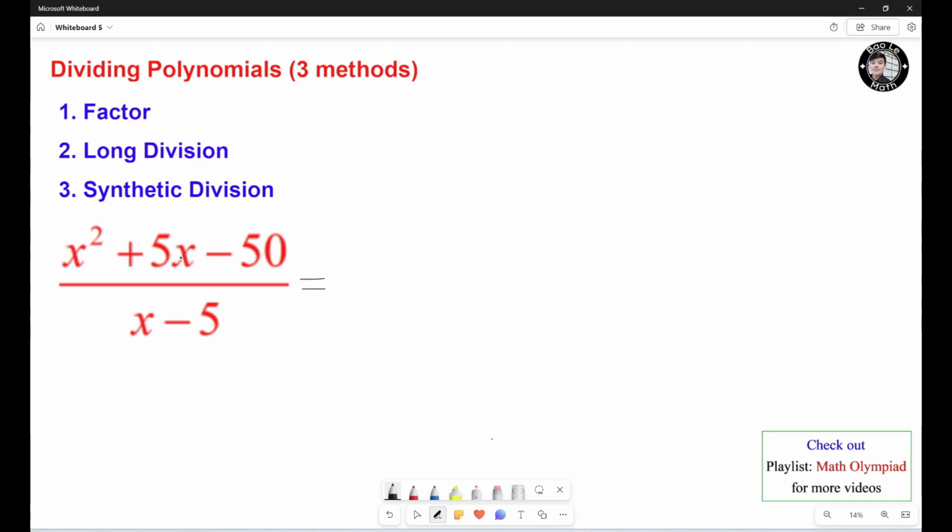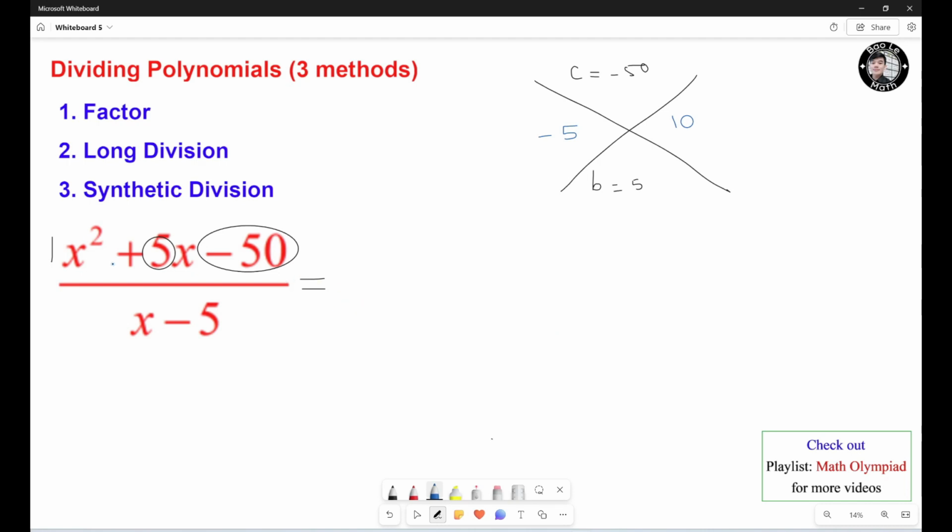On the top, s squared plus 5s minus 50, I need to factor this one, so I use the AC method. On the top, I put C. On the bottom, I put B. Here A equals 1, B equals 5, and C equals negative 50. So keep that in mind. Now, I need to find two integers that multiply to negative 50 and add up to 5. So they are negative 5 and 10.